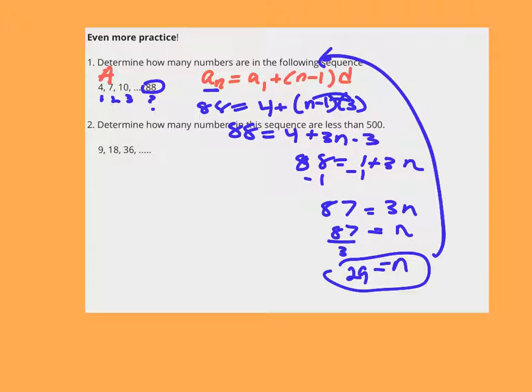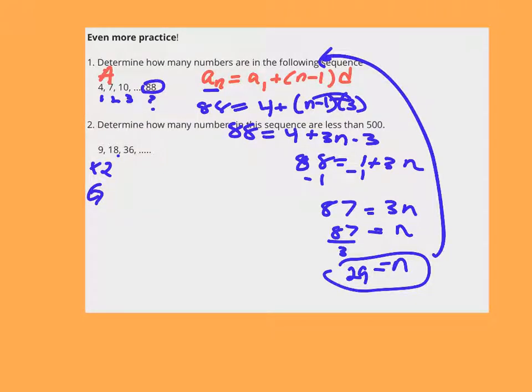All right, if we look at number 2 and try to read over what I've written, it says determine how many numbers in this sequence are less than 500. So we're trying to figure out how many numbers are less than 500. So if I look at my sequence here, I have 9, 18, 36. So 9 times 2 is 18. 18 times 2 is 36. So it looks like I'm multiplying by 2 each time, which tells me I have a geometric sequence.